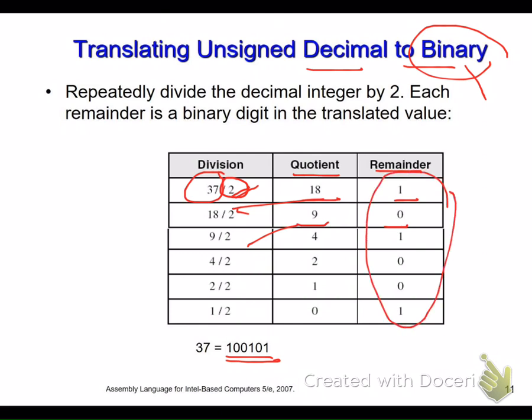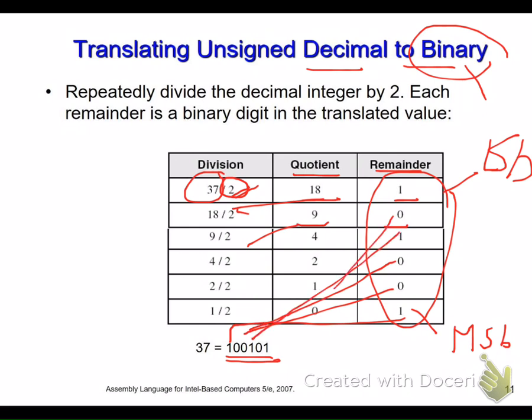How will you transfer this? You have to know that this guy will be the most significant bit. This guy will be the least significant bit. As you can see from here, this one is here. This 0 is this. This 0 is this. This one is this. This 0 is that. That one is this guy.